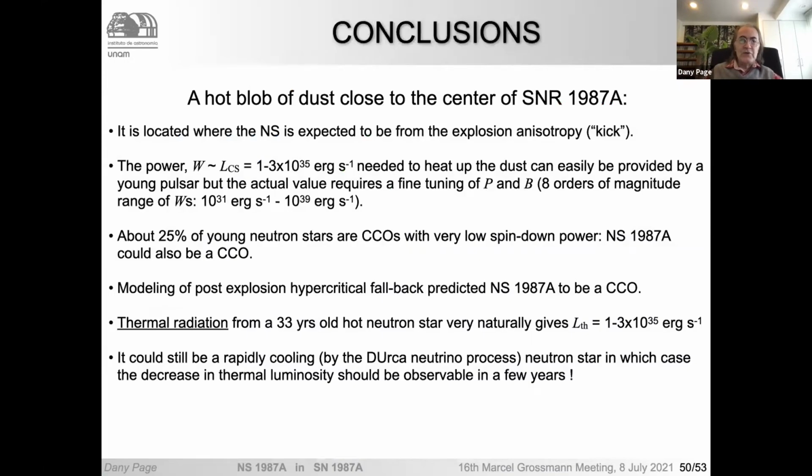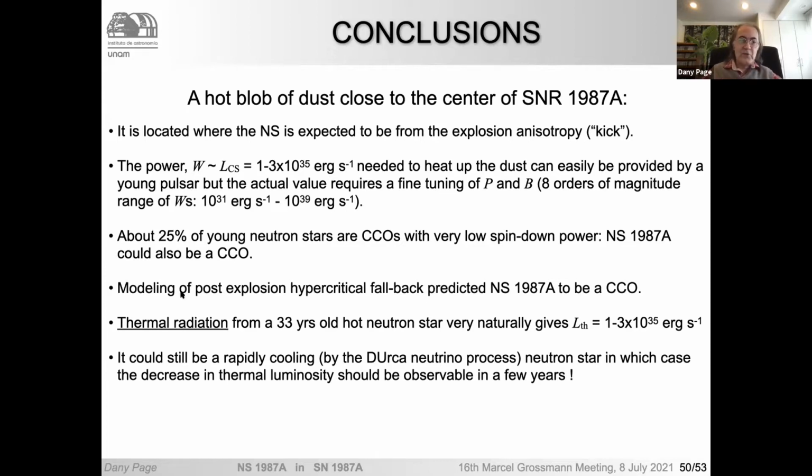So I have a conclusion. We could say that, of course, it's just a hot blob of dust close to the center, but it is located a bit off center, and it is exactly in the direction where the model of the explosion predicts it should be. The power that's needed to heat the blob could actually be from a pulsar, but you need fine tuning within 8 orders of magnitude. However, about 25% of young neutron stars are not pulsars, they're CCOs. So it's quite probable that 1987A, with 25% probability, could be a CCO.